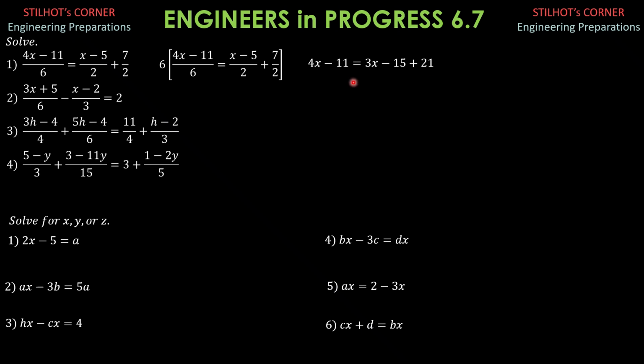So 4x minus 3x equals, this is negative 15 plus 21, 6, then plus 11. So 4x minus 3x equals 6 plus 11. X therefore equals 17. For problem 2, the LCD is 6.